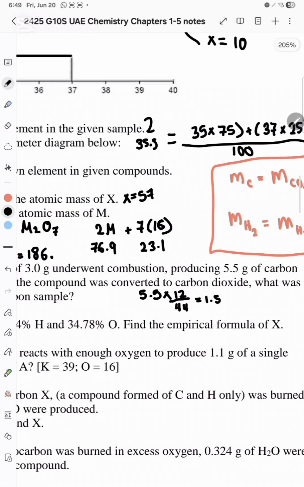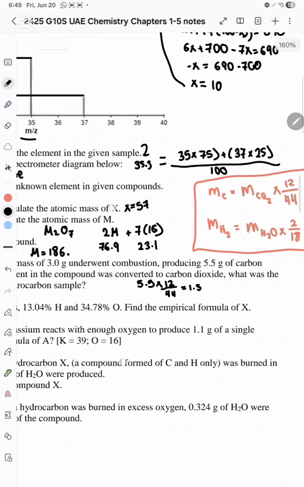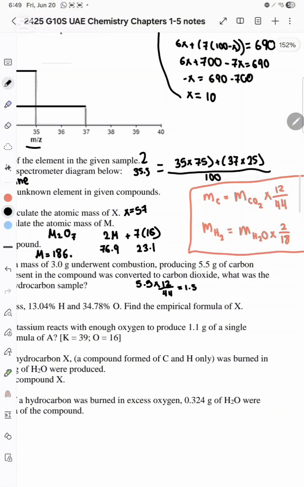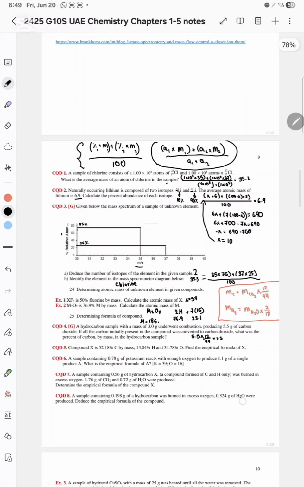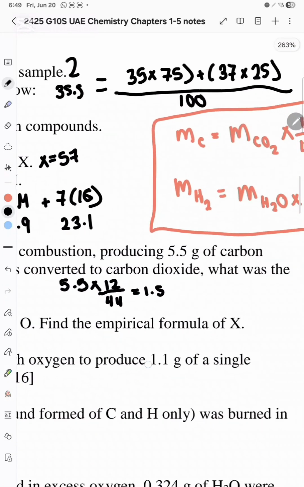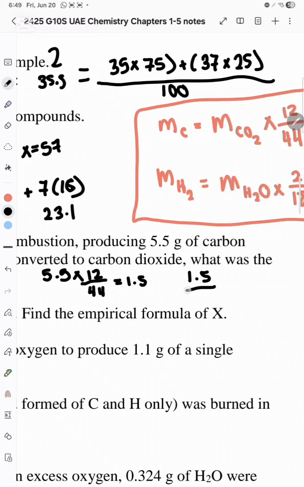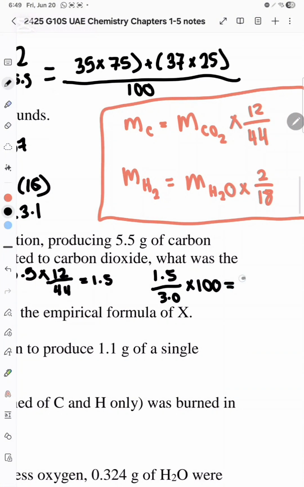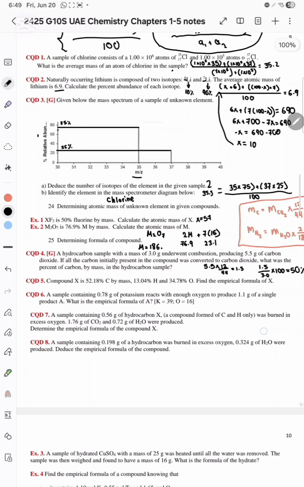Now, to find the percentage of carbon, we have to put the mass of carbon over the mass of the hydrocarbon multiplied by 100. The mass of the hydrocarbon was 3 grams. So 1.5 over 3.0 times 100 equals 50%. And that is it for this part of the question.